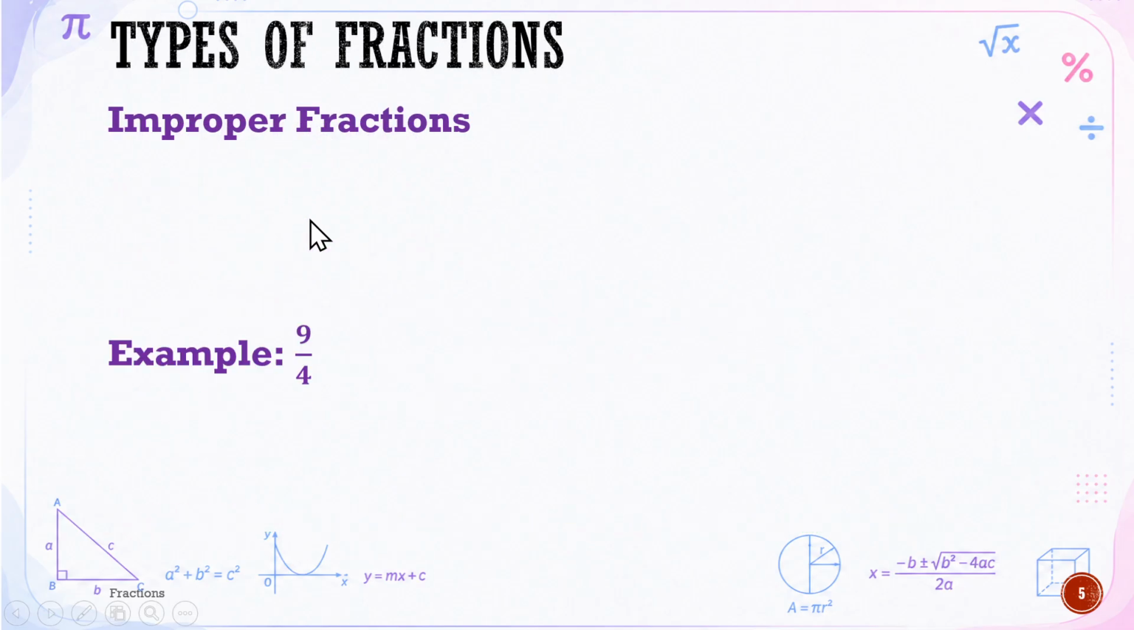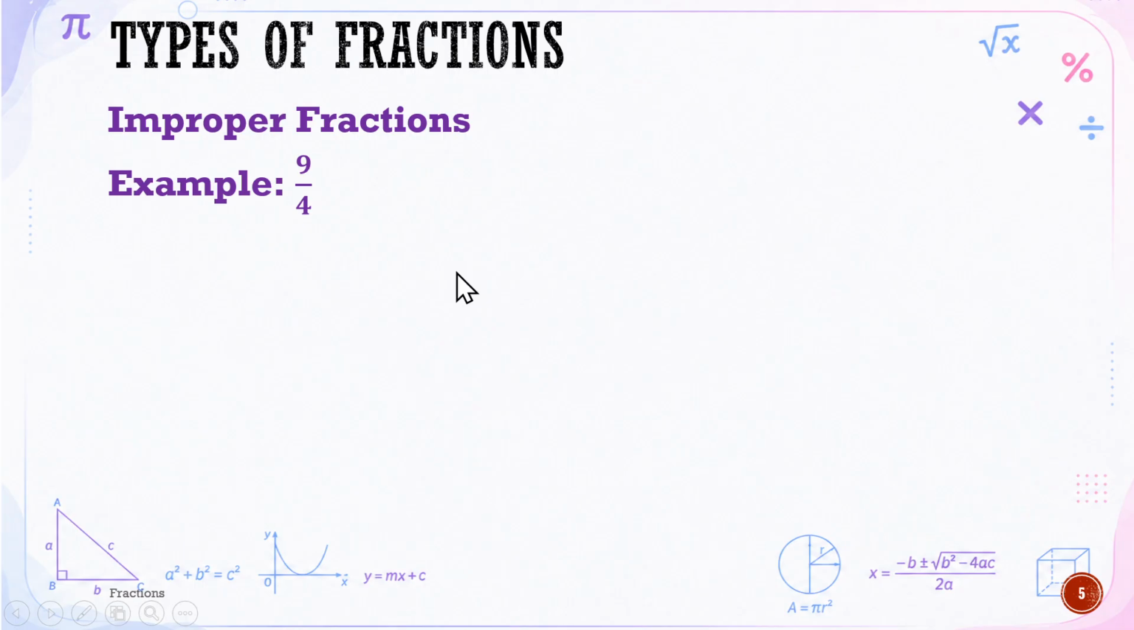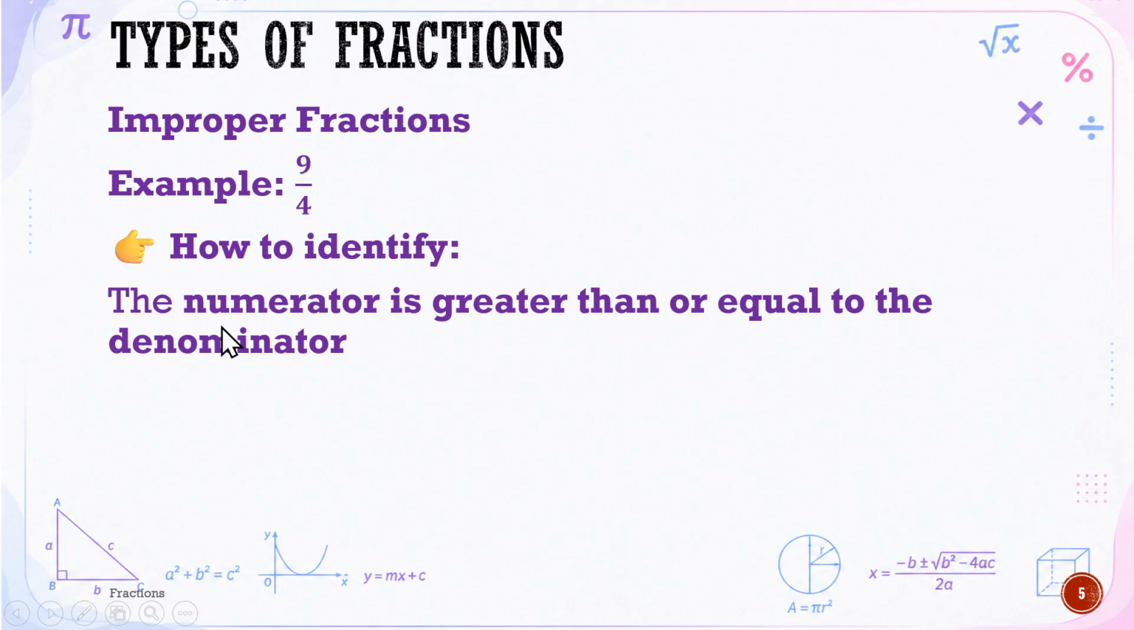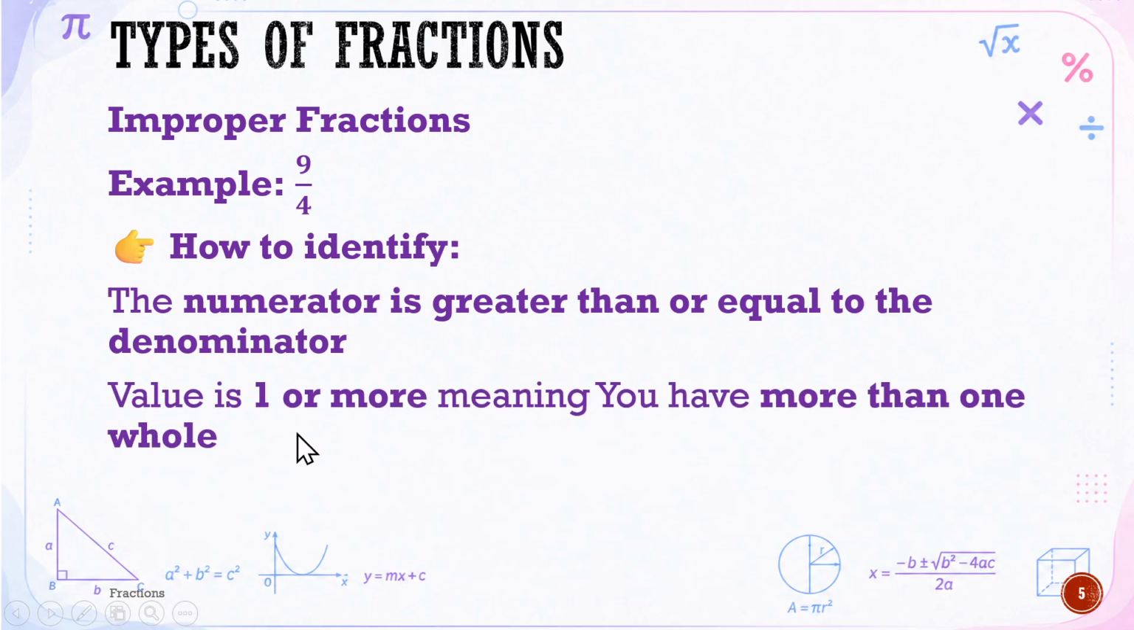Moving to improper fractions. Let's take an example of 9 by 4. How are we going to identify whether a fraction is a proper or improper fraction? Here, the numerator is greater than or equal to the denominator. In that case, we would say that the fraction is an improper fraction. So basically, the value is 1 or more, meaning you have more than one whole value.